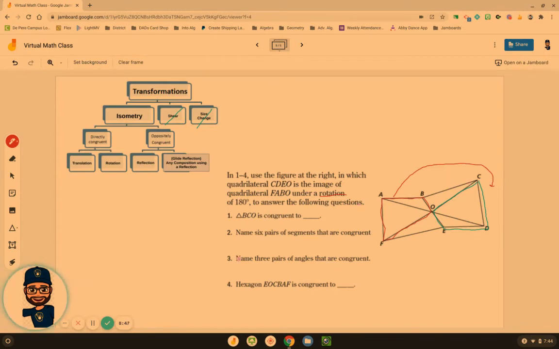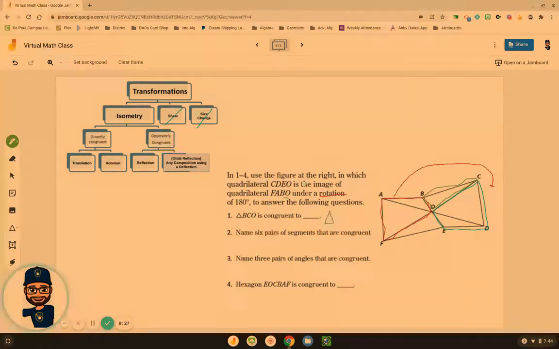So what we're trying to do is answer these questions. Question number 1, triangle B to C to O. Let's outline that one maybe in green here. Notice that's not part of either quadrilateral, right? However, BO is part of which one up here? EO, right? It is part of BO. So I can use this information.